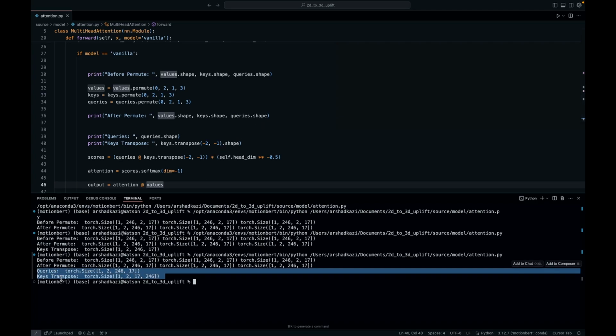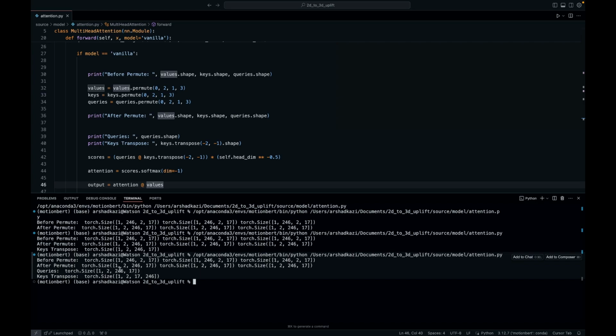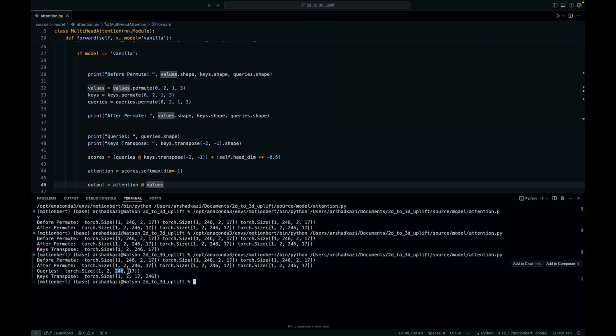This is the actual output that I want, that is query and key transpose, and inside this we have 246 as our length, 17 as our head dimension, and when we are performing this operation, we are multiplying at these dimensions. So this is how we are combining the context of that length over the head dimension. So this is the score that we are computing.